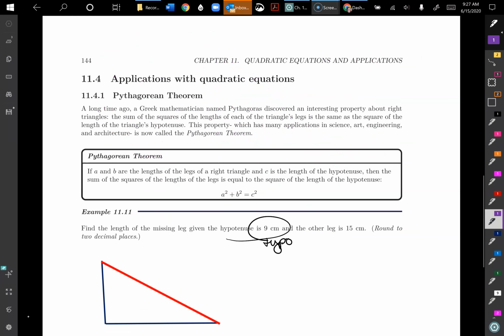Okay, so having that background information of how to take the square root of both sides and such, if we have equations with an application, we're going to look at the Pythagorean Theorem. A long time ago, a Greek mathematician named Pythagoras discovered an interesting property about right triangles. The sum of squares of the lengths of each of the triangle's legs is the same as the square of the length of the triangle's hypotenuse. This property, which has many applications in science, engineering, and architecture, is now called the Pythagorean Theorem.